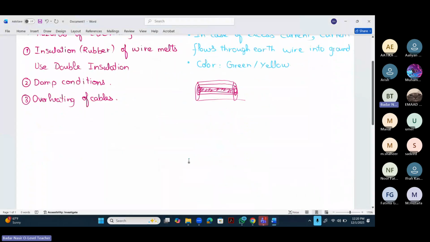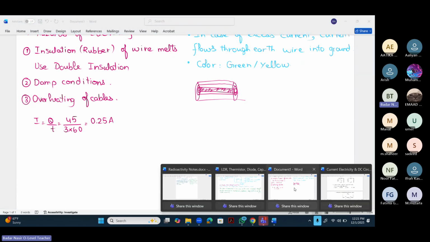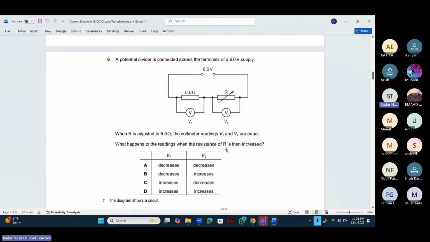So the formula for the current is I equals Q by T. Charge is 45 and the time was 3 minutes, 3 into 60. So that gives us 0.25 ampere current. Okay. Acha, next, a potential divider is connected across the terminals of a 6-volt supply.